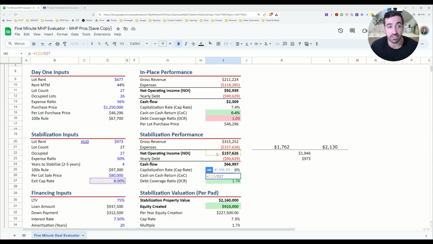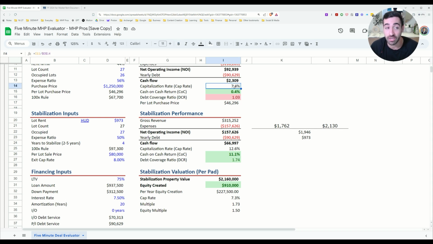What I've done here is I've looked at the capitalization rate upon entry at 7.4%, and I've conservatively underwritten the exit cap at 8%, which is actually an expansion of the exit cap by 60 basis points. So this is a conservative underwriting approach. But based on my understanding of this park and the underlying levers of real estate, that's what I'm going to input here for the exit cap rate.